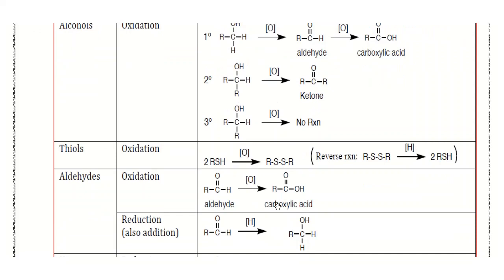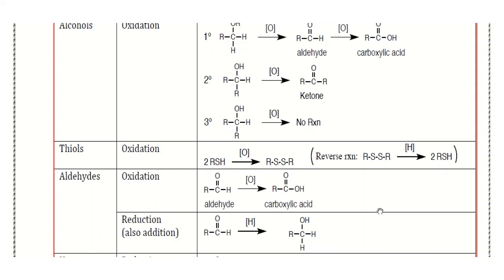Thiols are those in which a sulfur atom is present. Whenever their oxidation occurs, they can form different types of radical reaction products. Aldehyde oxidation can result in a carboxylic acid. So this is the aldehyde, its oxidation will occur at this side and ultimately it will form the carboxylic acid.